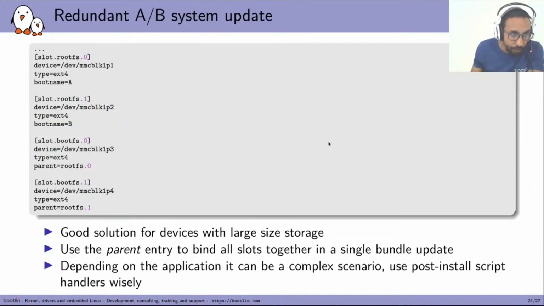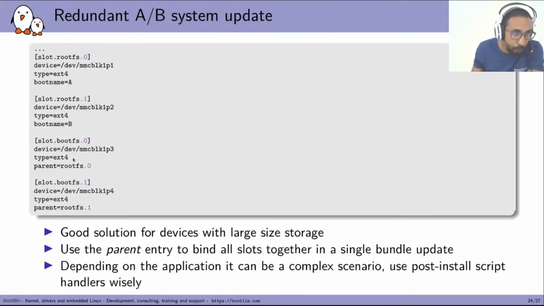Now with the redundant symmetric system update, some little things to note here is the use of the parent property in the slot sections. So we saw that there are a lot of options that can be used in the manifest file to customize the behavior of the updates. The parent property here is one of them. It allows to bind multiple images together in the same bundle update.